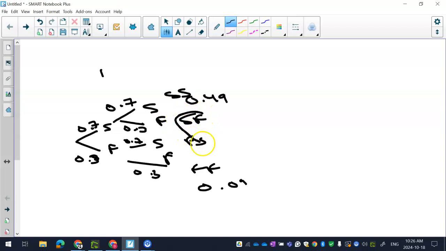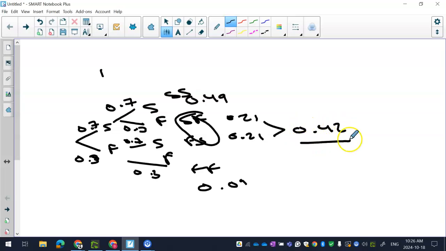Where it gets complicated is now I could have success-failure or failure-success. In both cases, I have one person who's successful and one who failed. Each of these has a 21% chance. So 0.7 times 0.3 is 0.21, and 0.3 times 0.7 is 0.21. If I added these together, I would have a 0.42 chance, or 42%, of having 1 success and 1 failure. We can do that with a tree, and you can imagine doing that with a bigger tree.